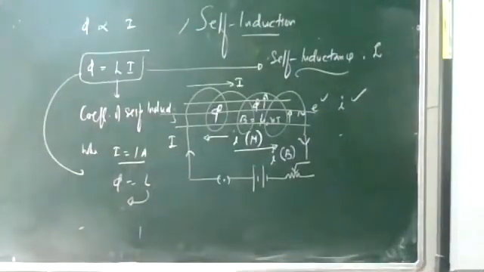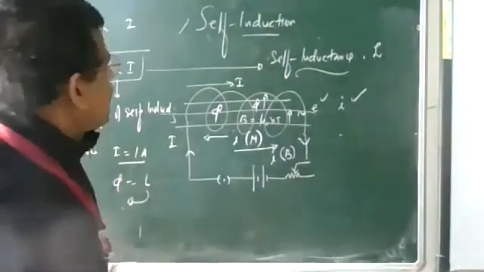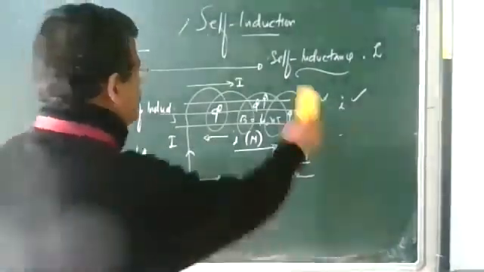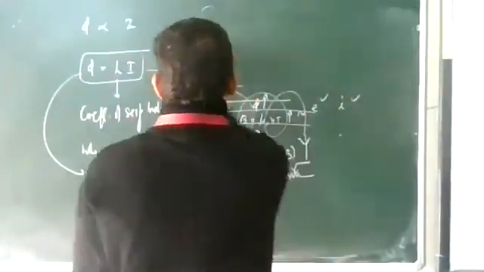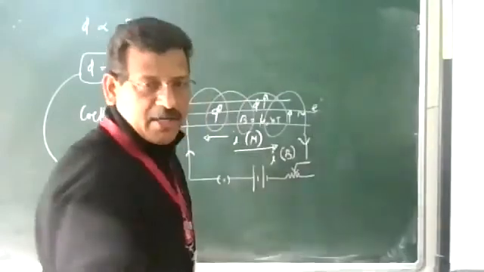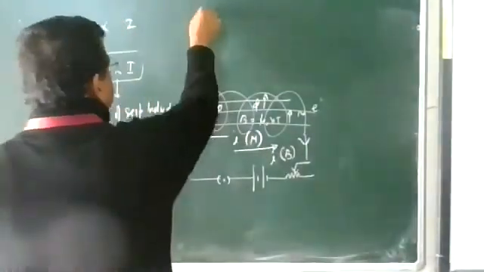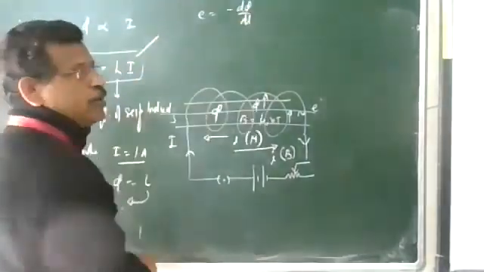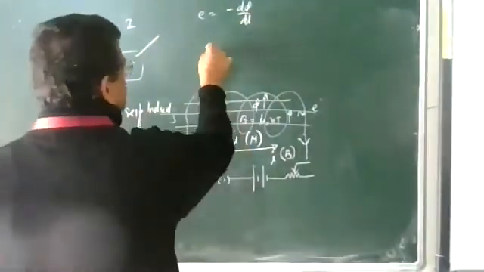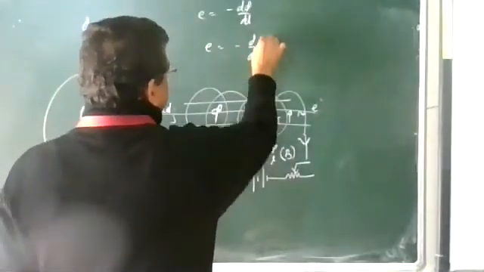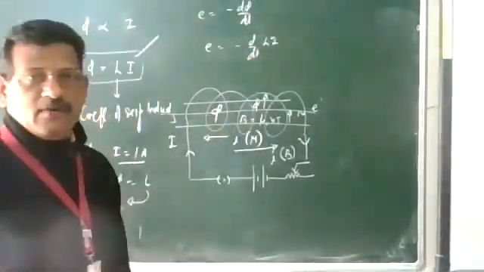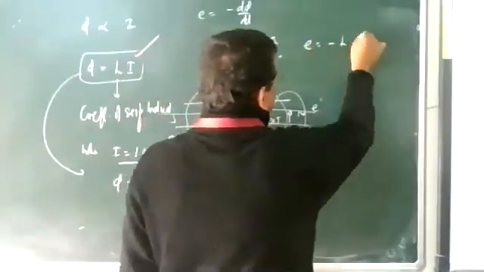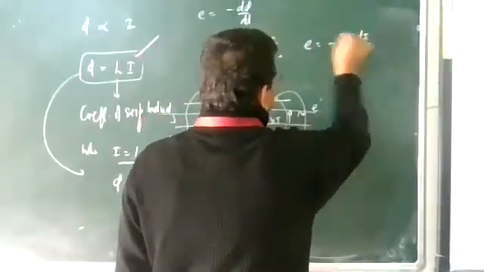Another most important equation I am giving. There is EMF induced and hence current. The EMF induced is E equal to minus d phi by dt. But the value of phi equals L I. So E equals minus d by dt of L I. L is constant for a given coil and can be taken outside. So E is equal to minus L dI by dt.